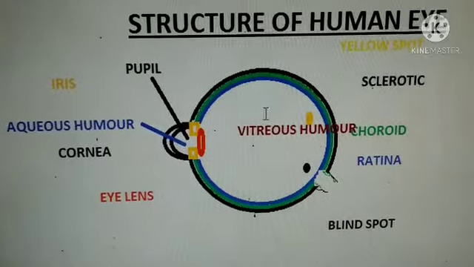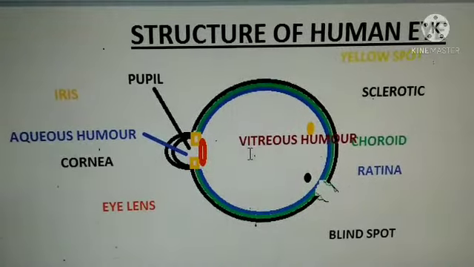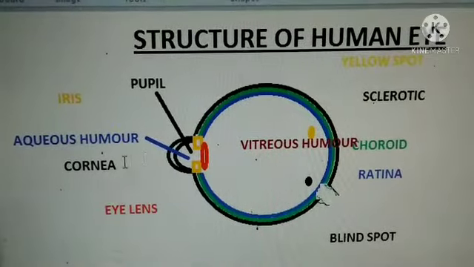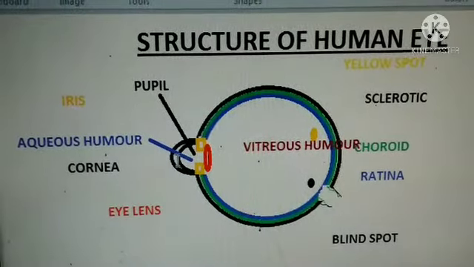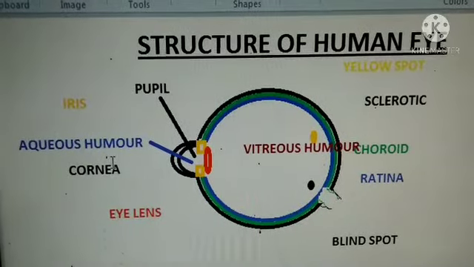This circle has a liquid. It's called the vitreous humor, and in this circle, in this space, there is a liquid called the aqueous humor.